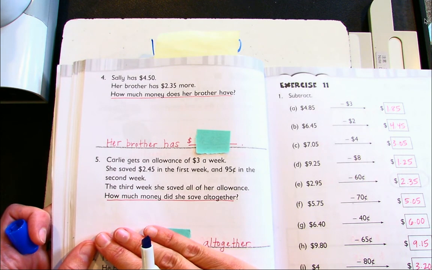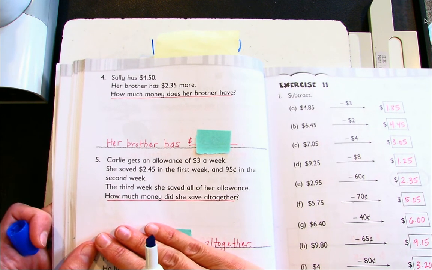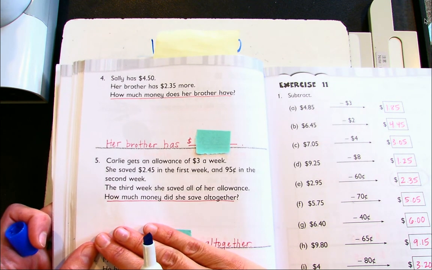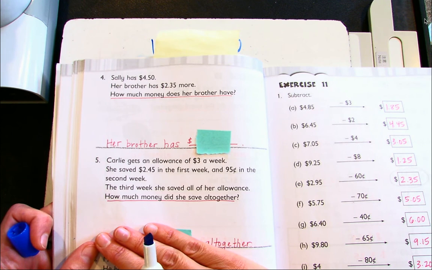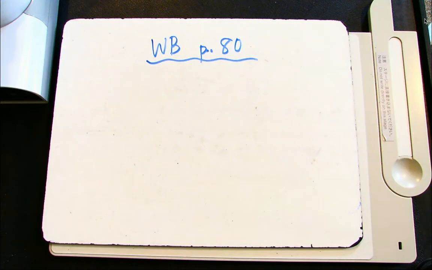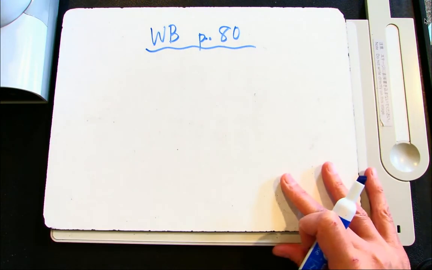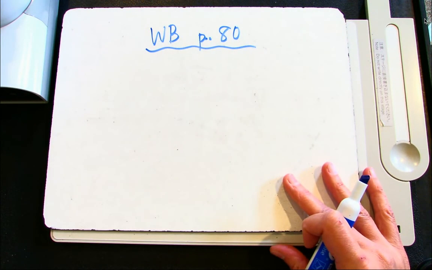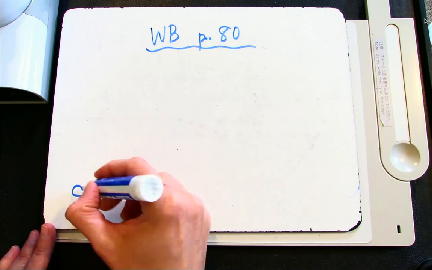It says Carly gets an allowance of $3 a week. She saved $2.45 in the first week and 95 cents in the second week. The third week, she saved all of her allowance. How much did she save all together? So for this one, I would recommend, well, why don't we go ahead? We can do this one together.